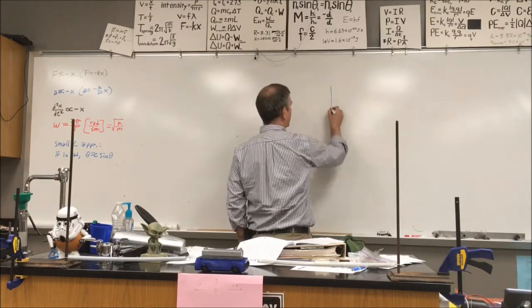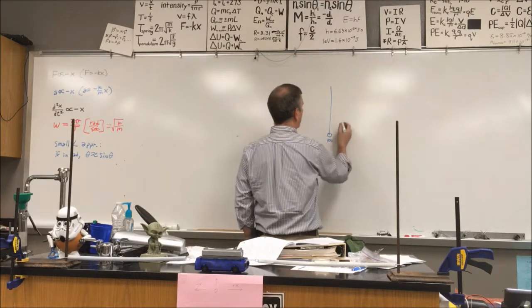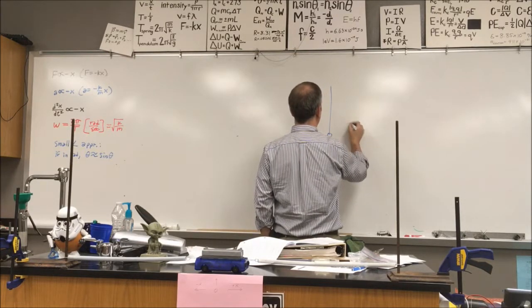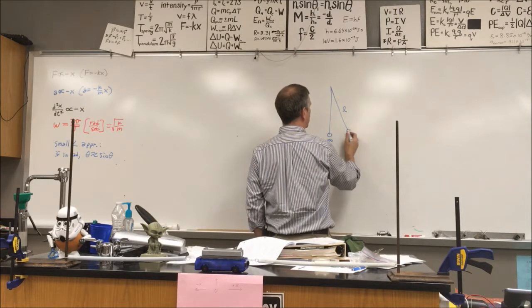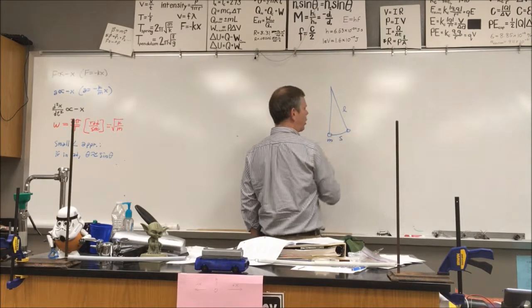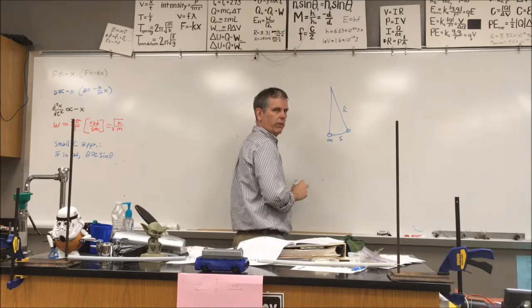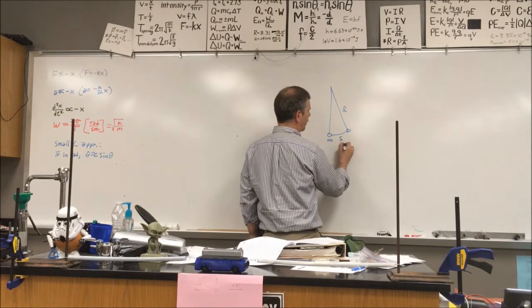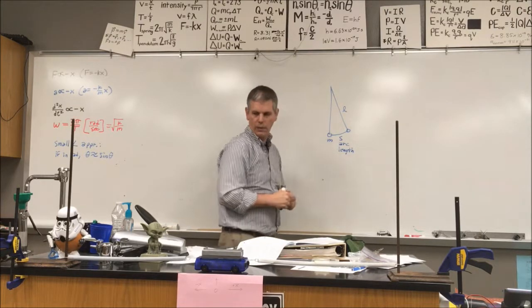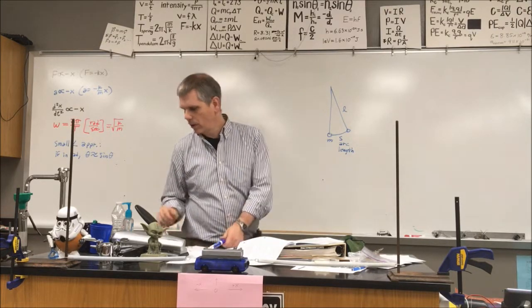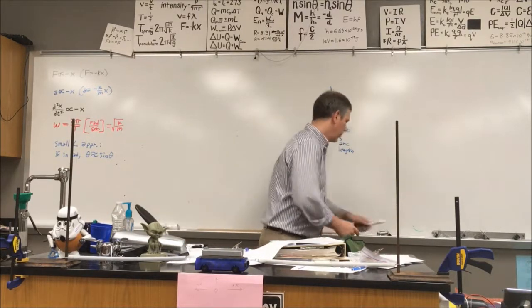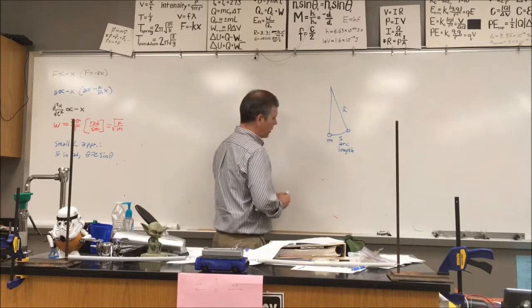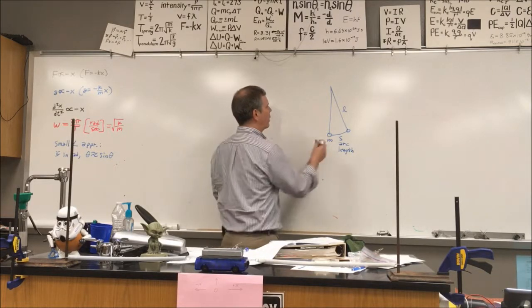Let's say we have a pendulum. We've got our mass down here. Just take a spot here. Call that L. And let's call this the arc length, S. Okay, so now we have our length L, and we'll call this theta.